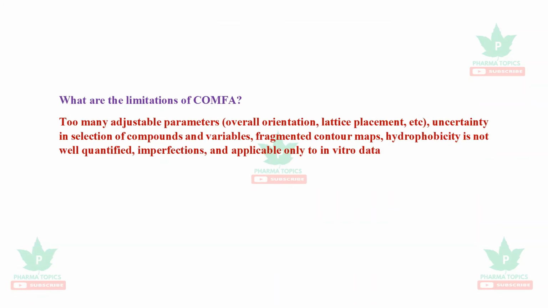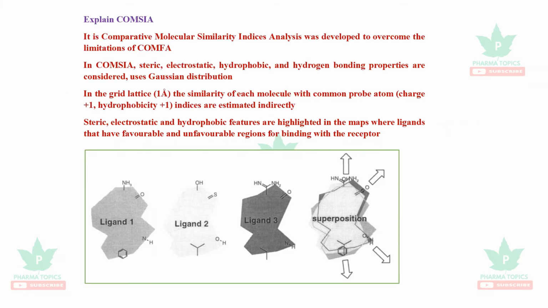Next are the limitations of COMFA. Too many adjustable parameters. For example, overall orientation and lattice placement are not taken into account. Uncertainty in selection of compounds and variables. Fragmented contour maps. They are applicable to, suppose the hydrophobicity is not quantified, it may not be applicable to the in vitro data. So next is COMSIA.